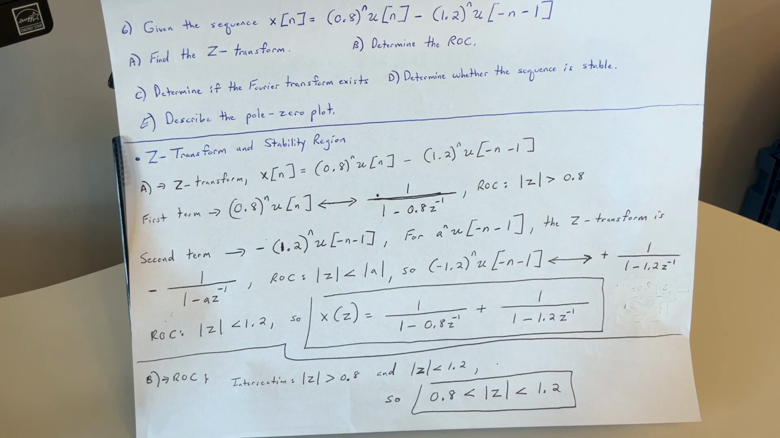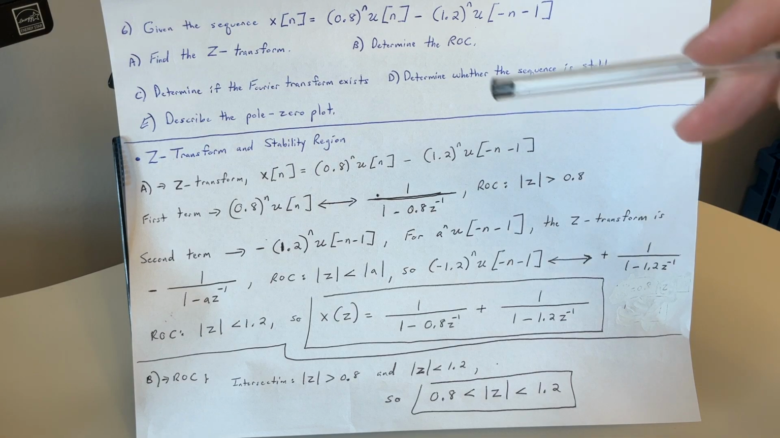For part B, determine the ROC. The ROC here is the intersection: absolute value of z is greater than 8/10 and absolute value of z is less than 1.2. As an inequality, 0.8 is less than absolute value of z, less than 1.2, a compound inequality.